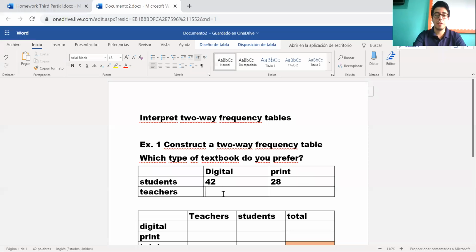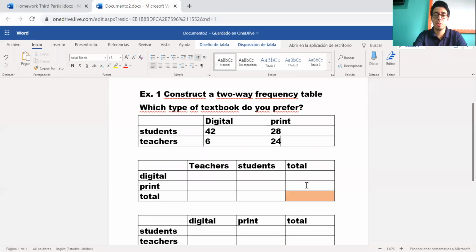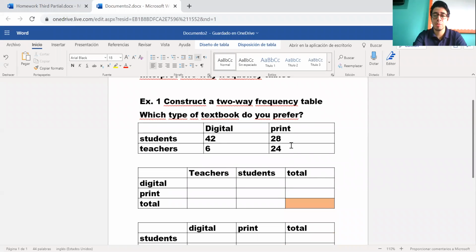For the teachers, only 6 prefer the books in digital and 24 prefer the books printed. I think I'm in this 24 because I prefer print. Working digital, it's complicated sometimes.